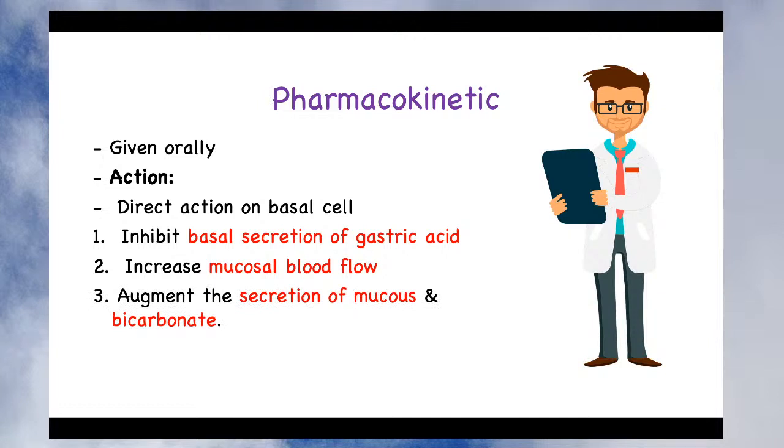Thirdly, it augments secretion of mucus, because it has a structure similar to prostaglandin E1. It increases the secretion of mucus and also bicarbonate, and the overall result is protection from ulcer formation: it inhibits acid secretion, increases mucus secretion, and raises the pH by secreting bicarbonate. So the pH moves from strongly acidic towards neutral or alkaline. Then there is no possibility of ulcer formation, because an ulcer is formed in a highly acidic condition produced by excessive secretion of HCl.